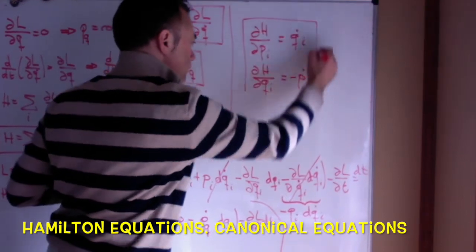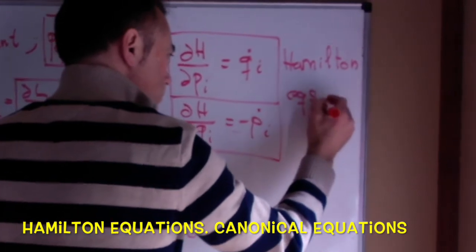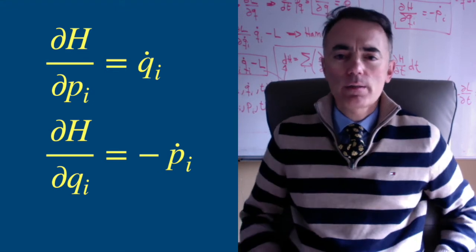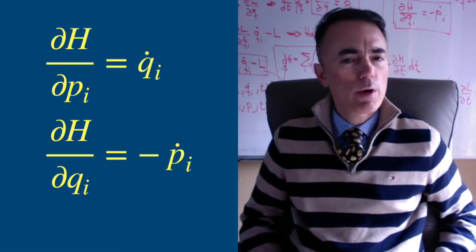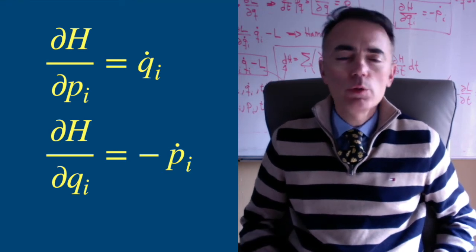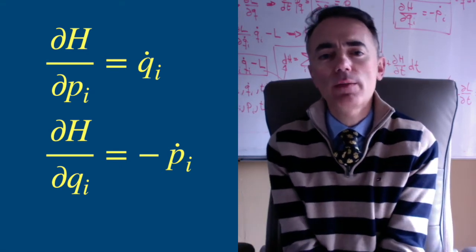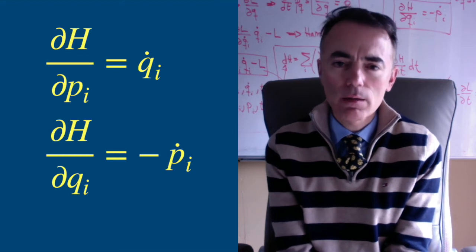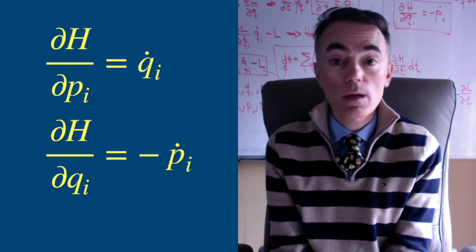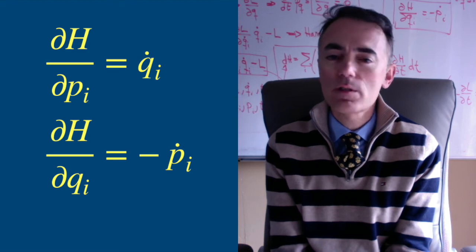These are called Hamilton's equations of motion or canonical equations. And they can be used to find the equations of motion of a system. They are equivalent to Lagrange equations and therefore they are equivalent to Newton's second law. Remember that we had already found that if the Hamiltonian does not depend explicitly on time, the Hamiltonian is a conserved quantity, and if the potential does not depend on the velocities, then this conserved quantity is the energy of the system.